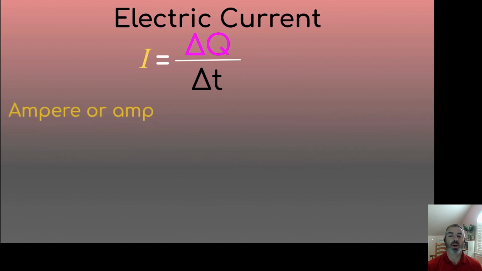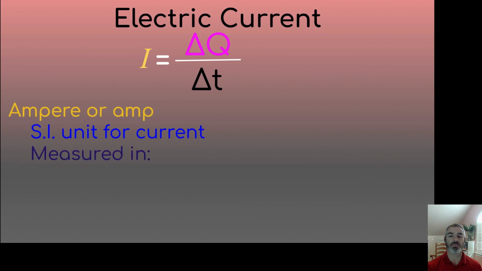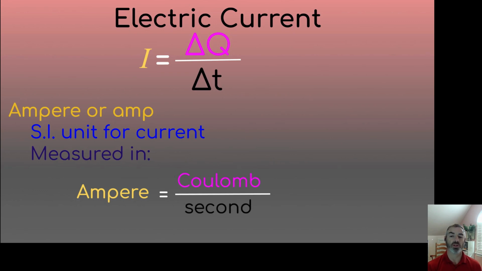Now, an ampere or an amp is the SI unit for current. If we look at current, we know that current is measured in amperes. Delta Q is in coulombs, and delta T is time in seconds. So an ampere is a coulomb per second. So that's the breakdown for an ampere.